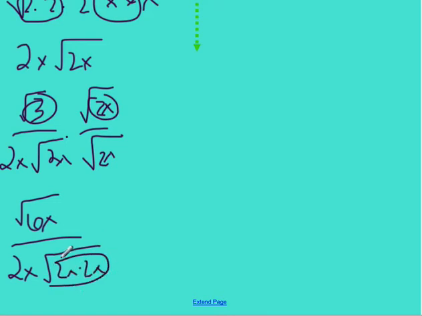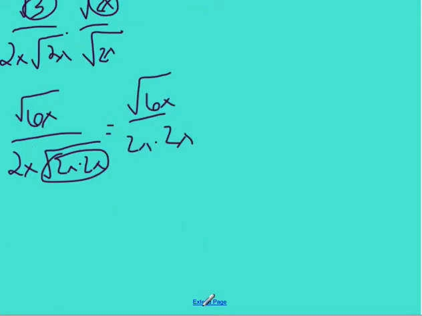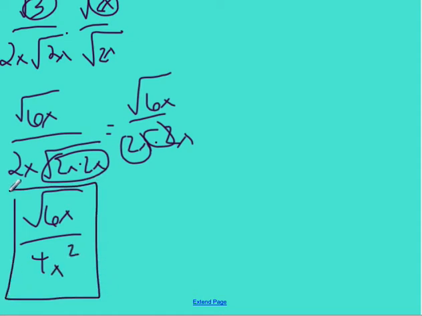So really, I have a pair of both. So those are going to come out from underneath the radical. So I'm going to have the square root of 6x divided by 2x times 2x. Well, I can't simplify the square root of 6x anymore, so that's going to stay the same. When I multiply 2x times 2x, 2 times 2 is 4. When you multiply x to the first times x to the first, that's going to give you x squared. So I end up getting the square root of 6x divided by 4x squared. Okay?